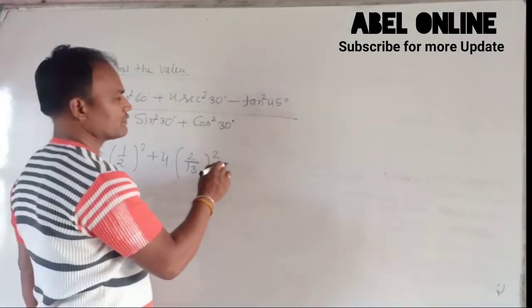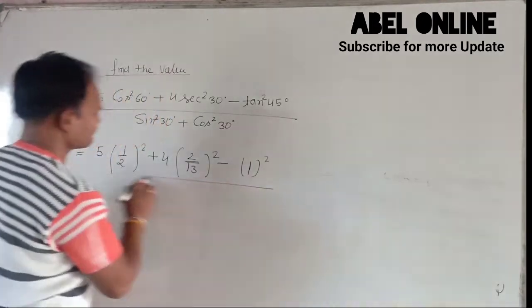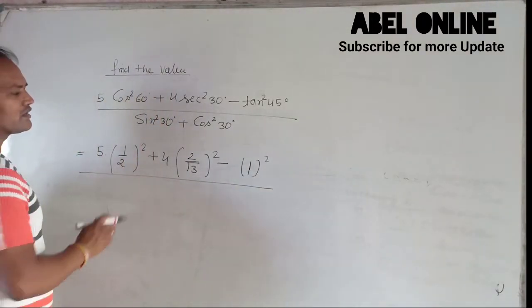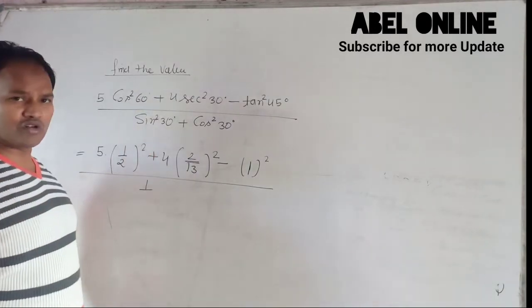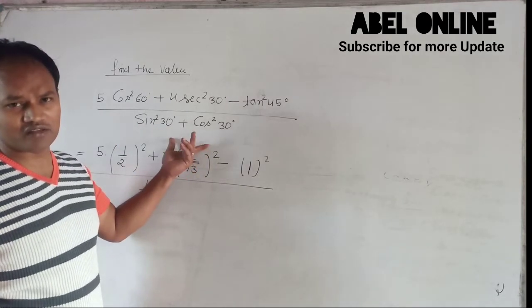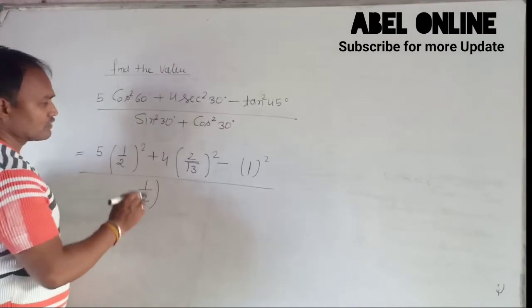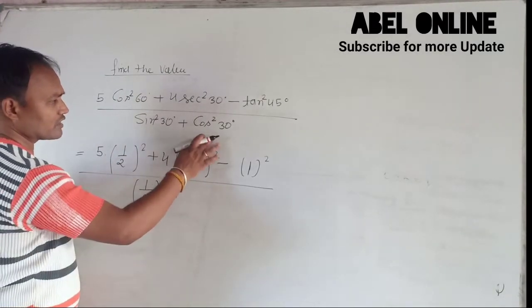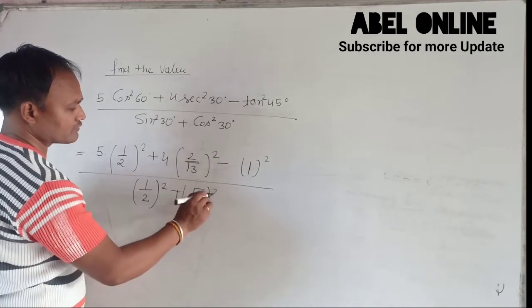Now minus the value of tan 45, which is 1 to the power 1. If you want, you can put the value of the denominator also: sin square theta plus cos square theta equals 1, so this is 1, but let's put the values. The value of sin 30 is 1 by 2 to the power 2, and the value of cos 30 is root 3 by 2 to the power 2.